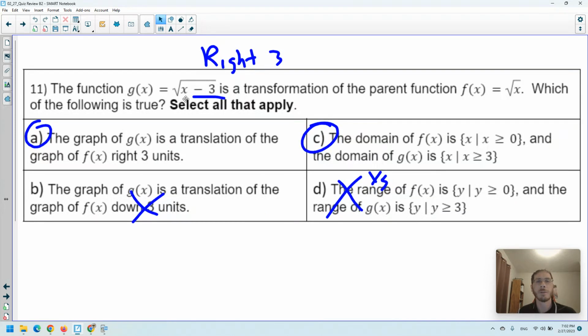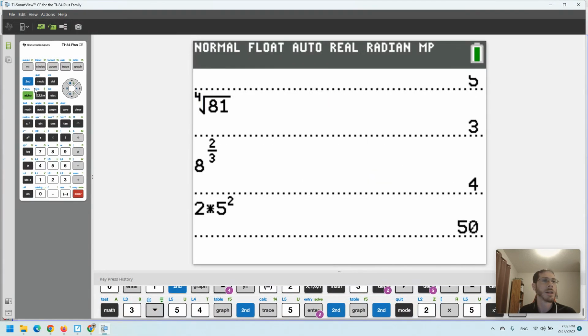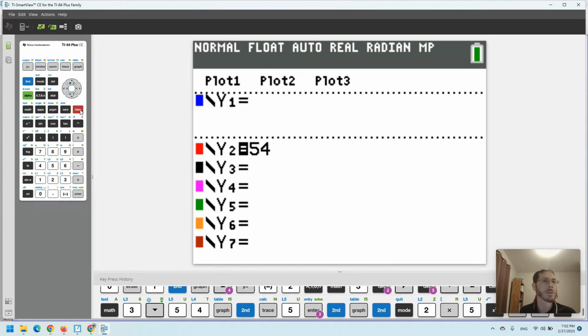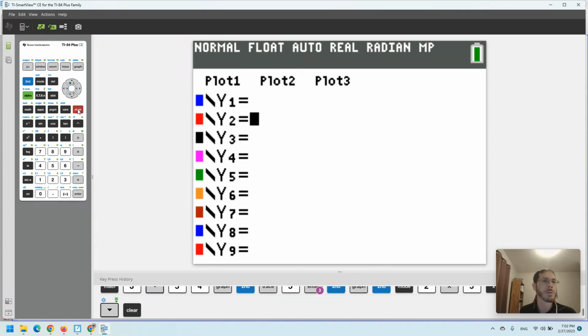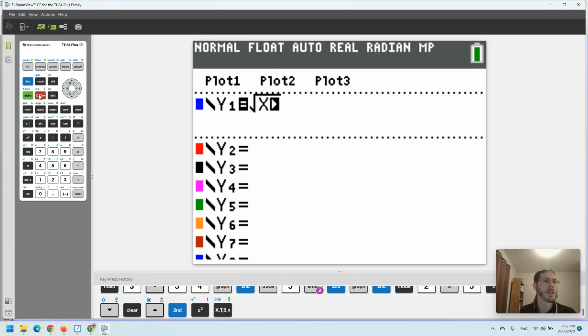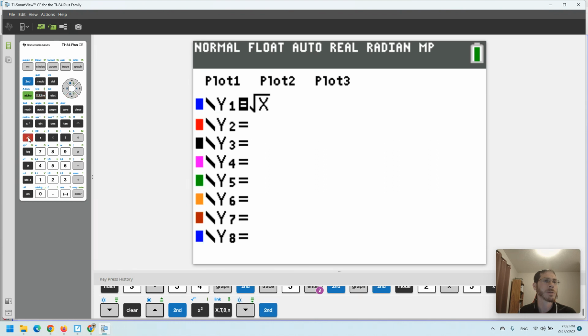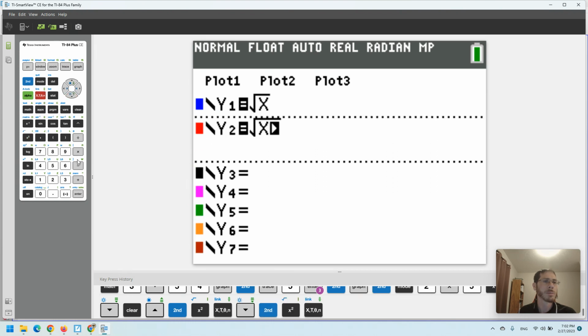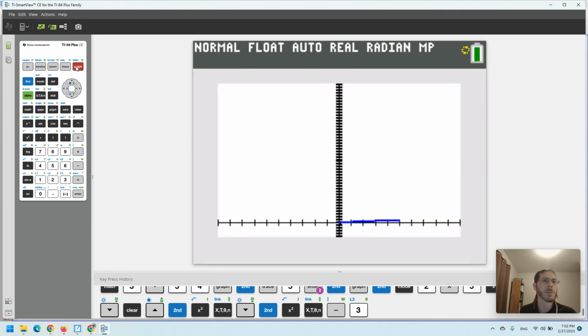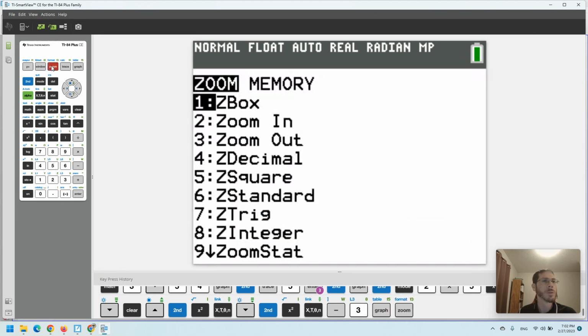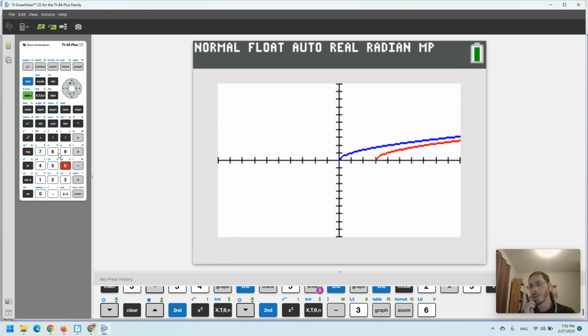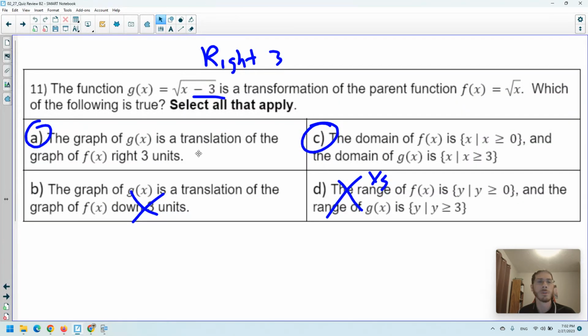For 11, we can use the calculator a little bit to help us out. So here we've got the square root of x minus 3, and f of x is square root x. Let's go ahead and clear these out and put both of these in: square root of x and square root of x minus 3. The blue one is the original, the red one is the new one. We can see the red one is to the right 3, so we know that we're going to start 3 over. That's what gives us our answer of 3 to the right.